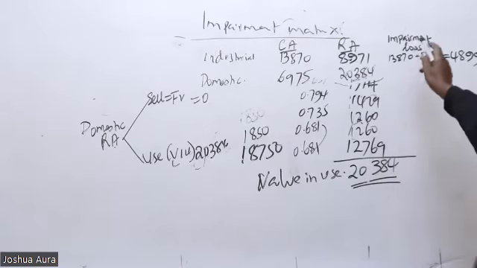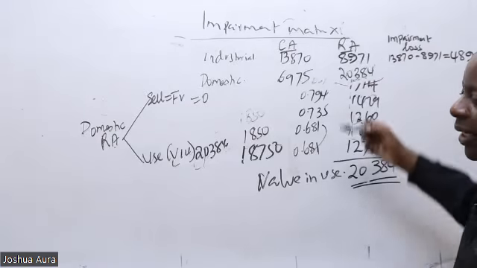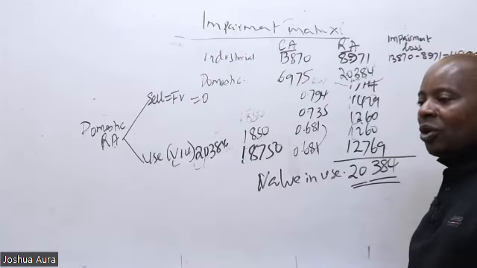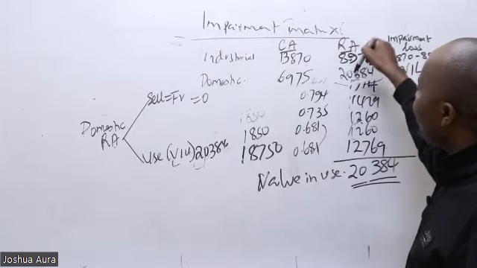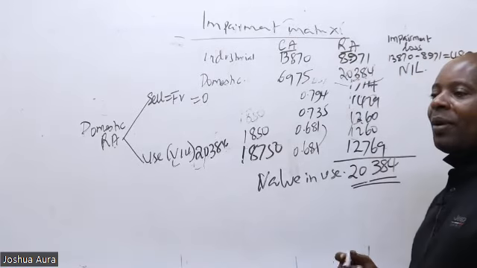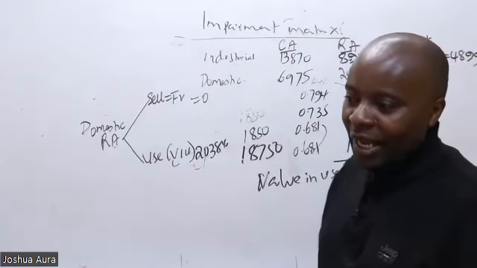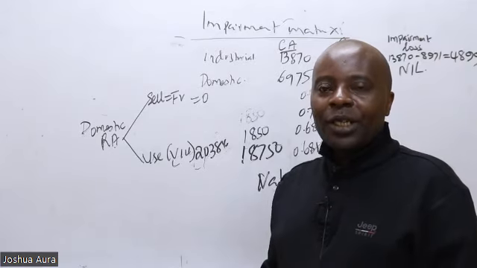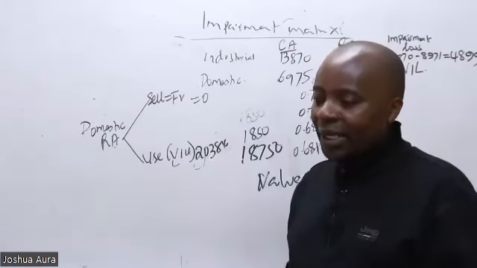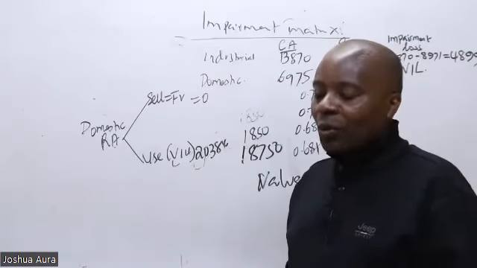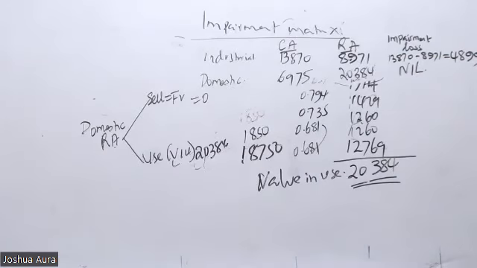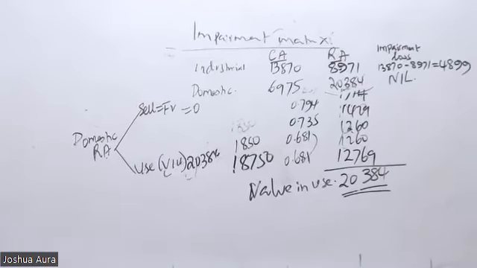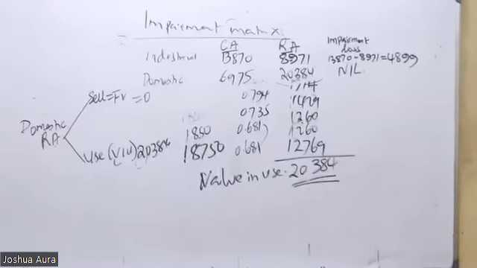How about impairment loss for domestic? Nil, because you can see the recoverable amount is not lower. The recoverable amount is higher. So in that case, ladies and gentlemen, no impairment. In this particular case, we only have one division that has been impaired.